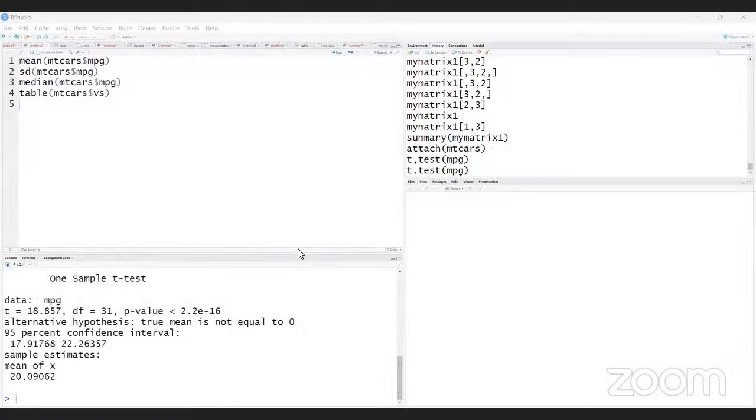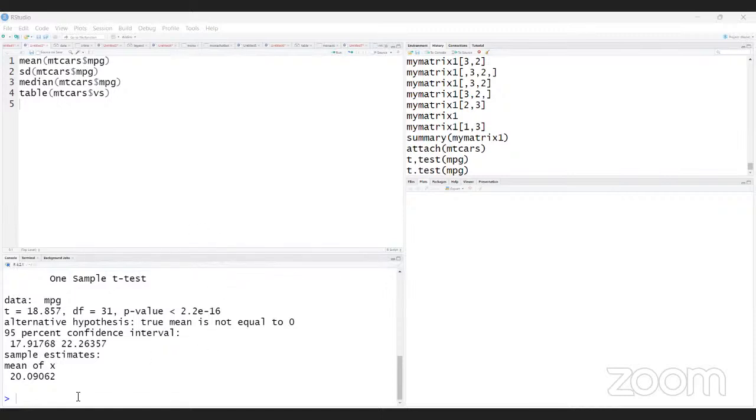Okay, dear student, we know that our RStudio has some data sets, that is the inbuilt data sets. So initially we will learn about the one sample t-test. After that, two sample t-test. Next is the correlation.